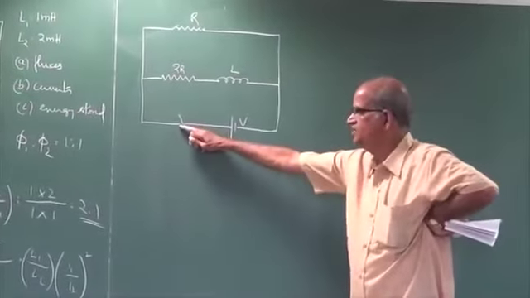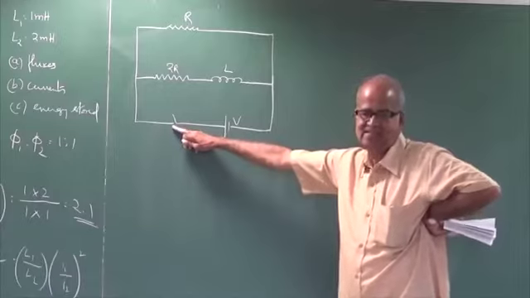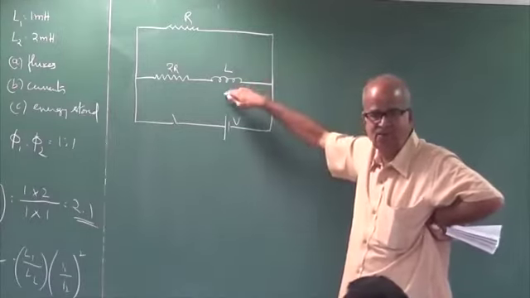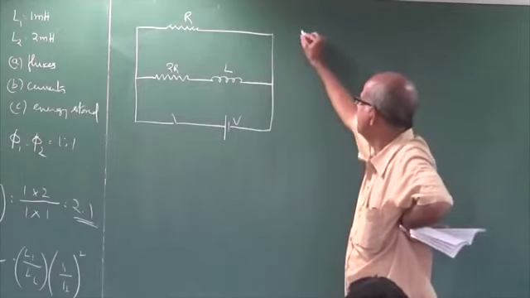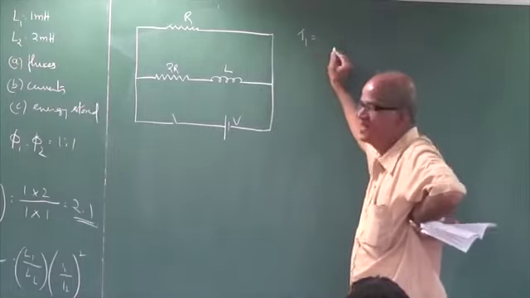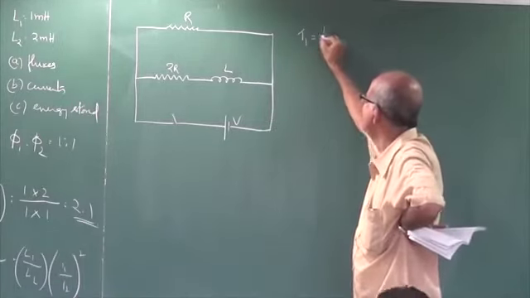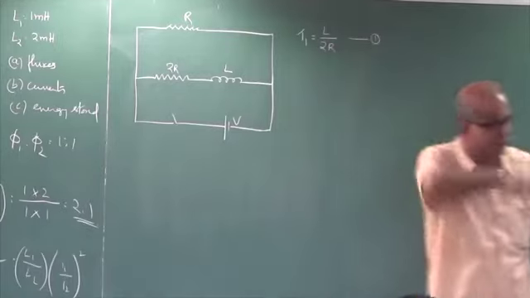When you close this, the current builds up, but this path's resistance doesn't play any role for the growth of current in this path, correct now? So, if T1 is the time constant for the growth of current, that should be equal to L by 2R. Do you agree?